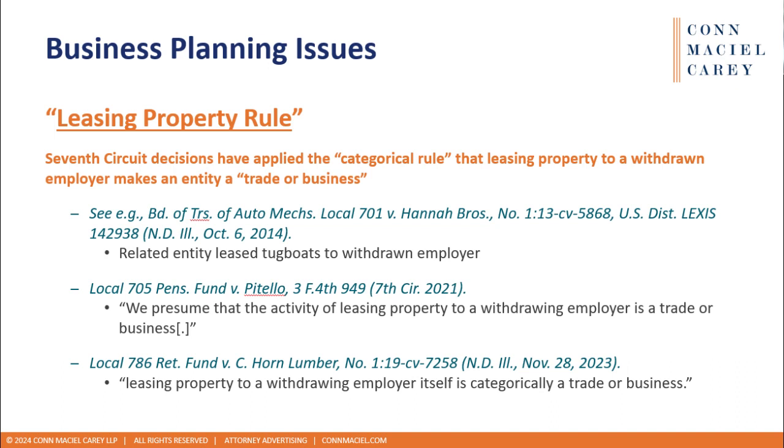So that may be the case for some of you here on the webinar today. It's often the case with family-run businesses that they own land or equipment, or they lease trucks or the building or something to the withdrawn employer. And so you need to factor that in your business planning issues, that the pension funds will view that as falling within the leasing property rule and making you potentially personally liable as part of the, quote, control group for a withdrawn employer.